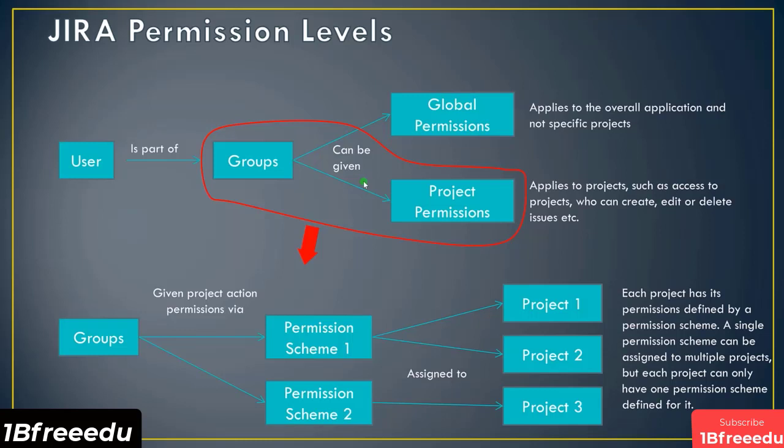Once again, a project has a bunch of actions that you can perform on it, whether it's creating an issue, editing or deleting issues, commenting, uploading attachments. All of these, and even just being able to browse and see the project on the project page, are all defined in a permission scheme. And that permission scheme then gets assigned to a project. In fact, you can assign it to multiple projects, but each project can only have one permission scheme.